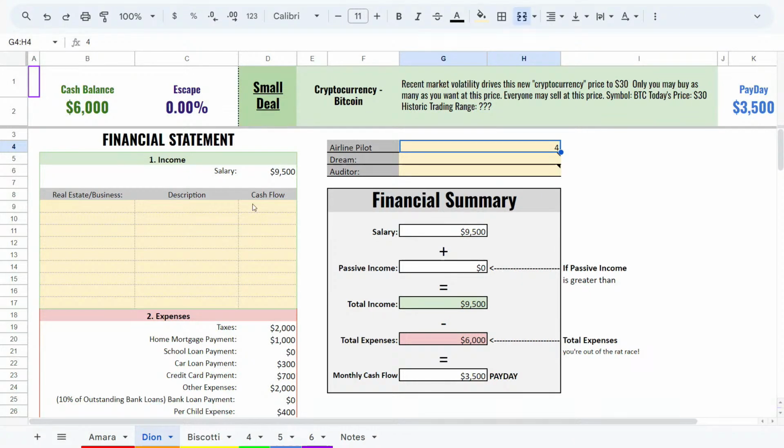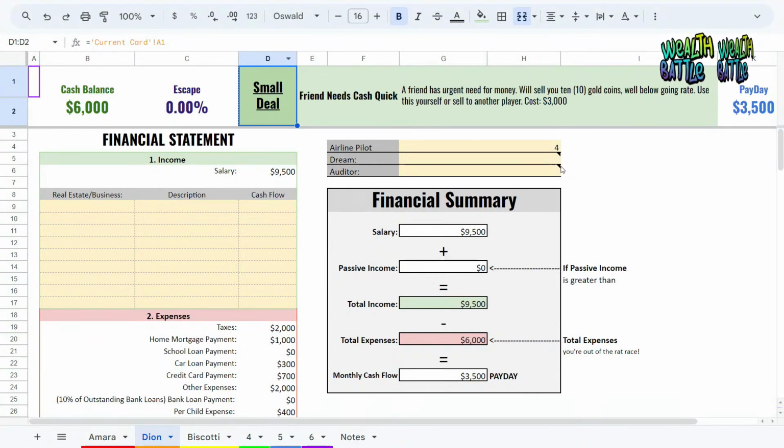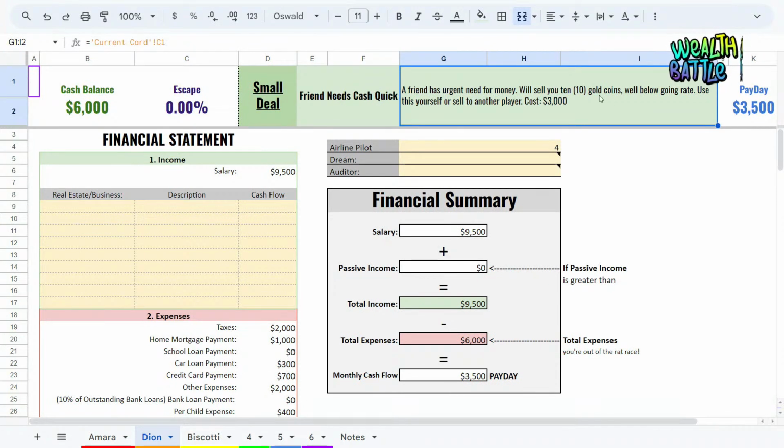Whenever Lisa draws a deal card, it'll pop up at the very top. We have the card from the last one. All right, here you go, Lisa. Well, Dion, a friend has an urgent need for money. We'll send you 10 gold coins, well below the going rate. You can use this yourself or sell to another player, but it will cost you $3,000. Is this something you would like to do? Now, anybody interested in some gold coins? 3,500. Steal today.